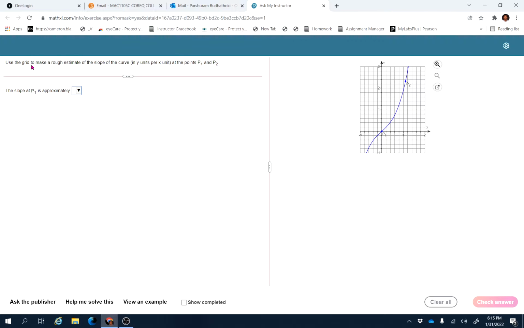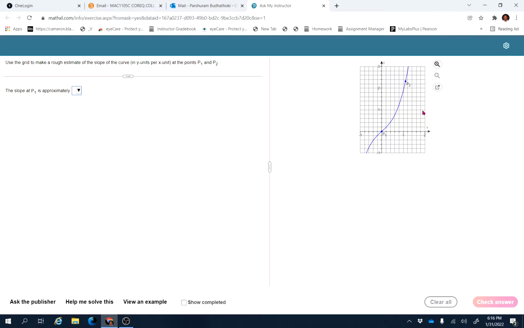Use the grid to make a rough estimate of the slope of the curve in y units per x unit at the points P1 and P2. So this is the graph we have given. We want to estimate the slope at point P1 and P2.